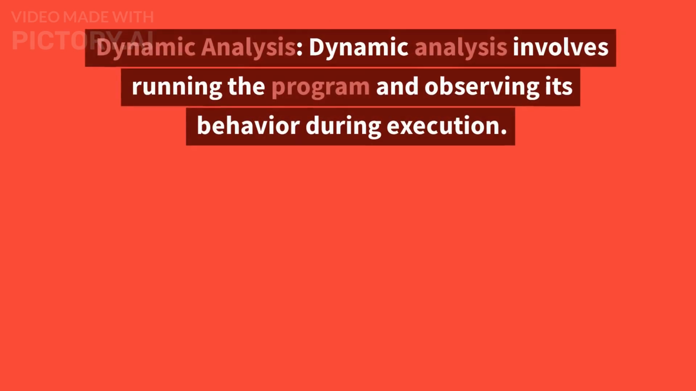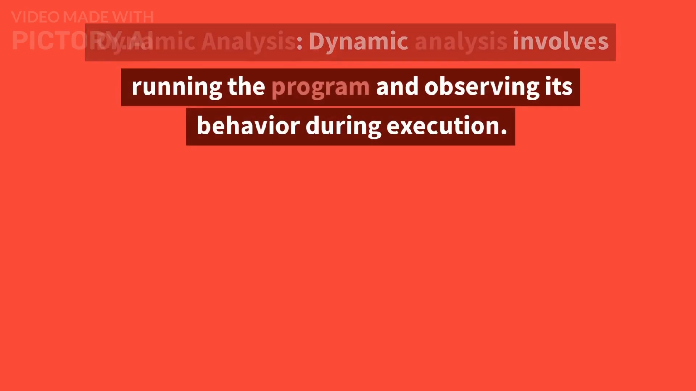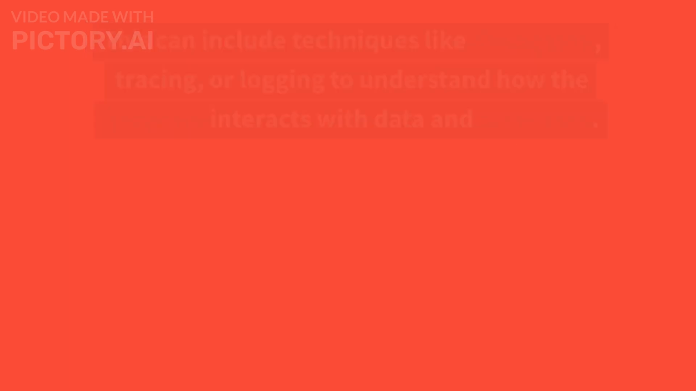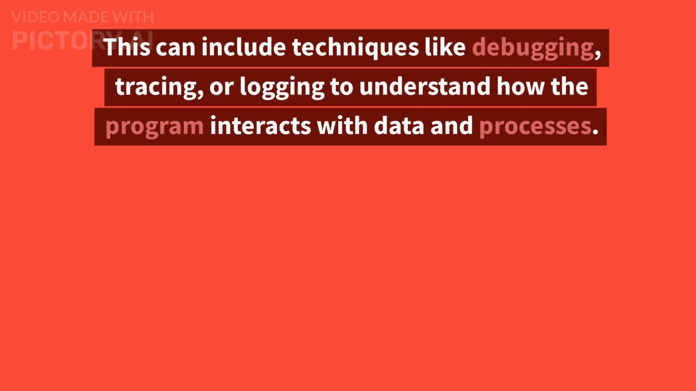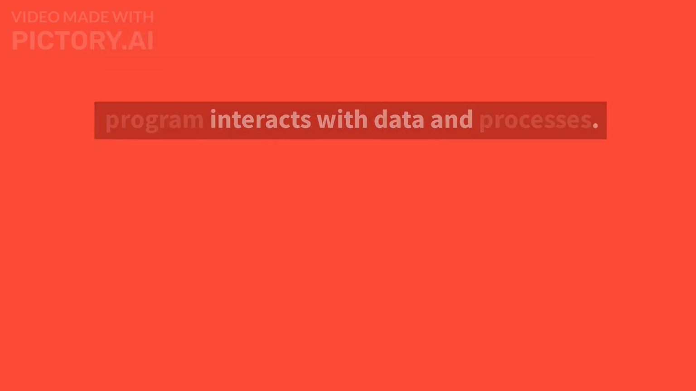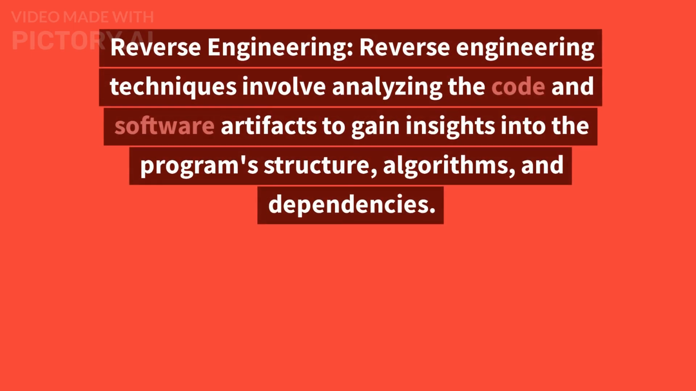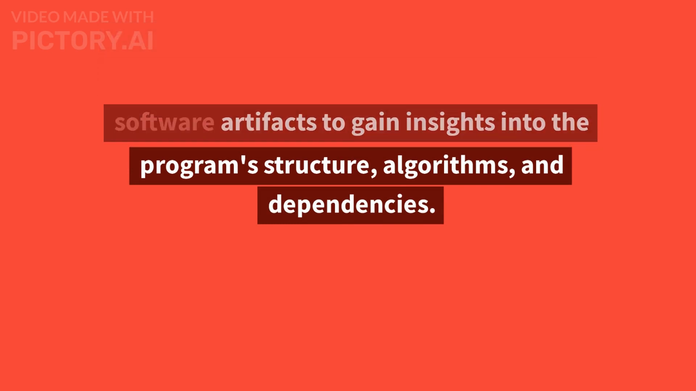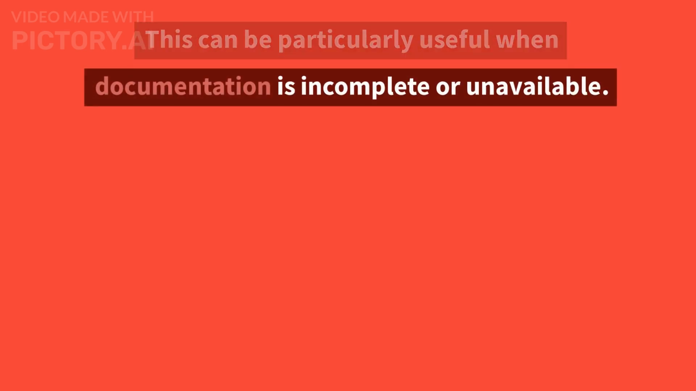5. Dynamic analysis. Dynamic analysis involves running the program and observing its behavior during execution. This can include techniques like debugging, tracing, or logging to understand how the program interacts with data and processes. 6. Reverse engineering. Reverse engineering techniques involve analyzing the code and software artifacts to gain insights into the program's structure, algorithms, and dependencies. This can be particularly useful when documentation is incomplete or unavailable.